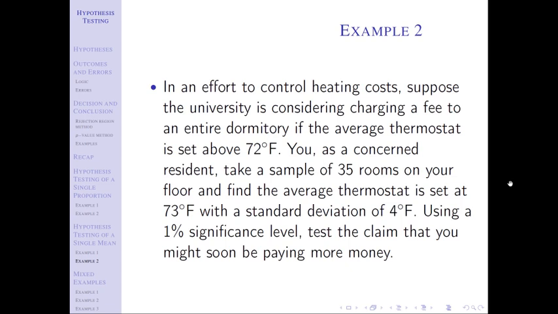Now we have a different significance level, 1%. Test the claim that you might soon be paying more money, or in other words, test the claim that you might have a fee. What would have a fee? You would have a fee if the average thermostat is set above 72. So it's worded a little differently here, but we should be able to put all those pieces together.